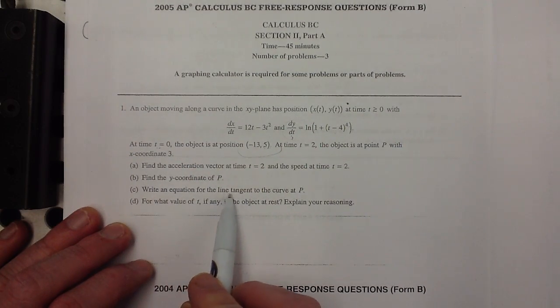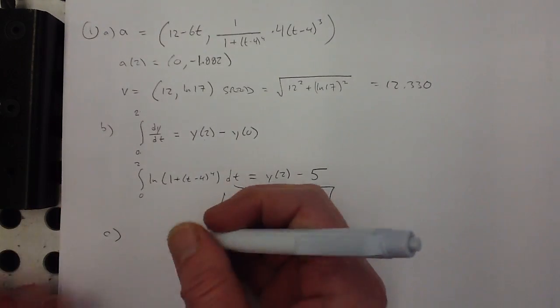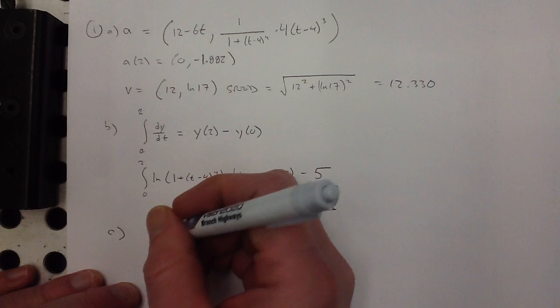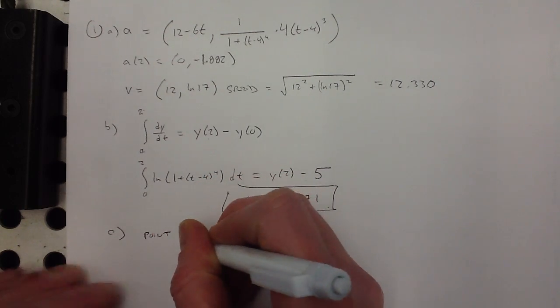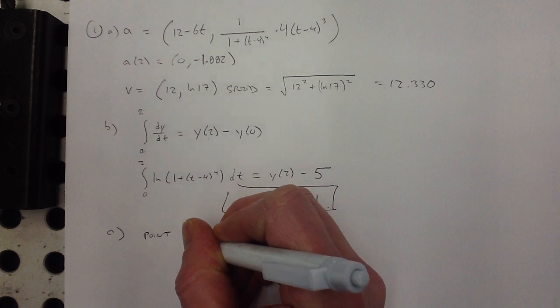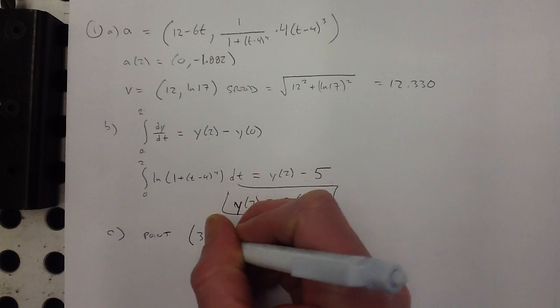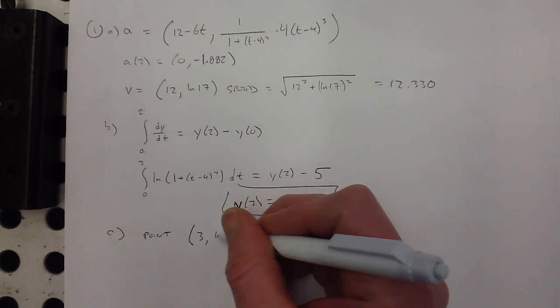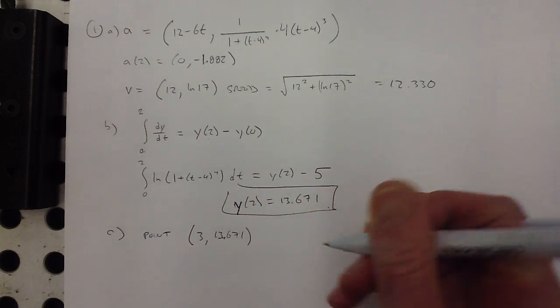Write an equation for the tangent line to the curve at point P. Well, to write a tangent line, I need a point and I need slope. So I now have the point. The point is, excuse me, the point 3, they gave us the x-coordinate, comma 13.671. That's the y-coordinate that I just found.